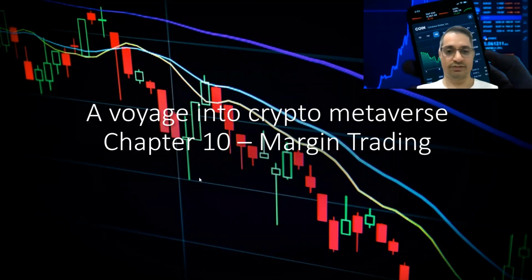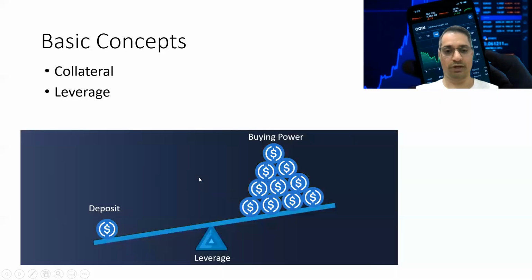In my previous video, I showed you how to buy Bitcoin on the spot market. Margin trading is a little different from the spot market. The difference basically is the leverage. We use leverage here, which means that you increase your buying power. You borrow money from the exchange and you can buy more. I'm going to show you how that works.